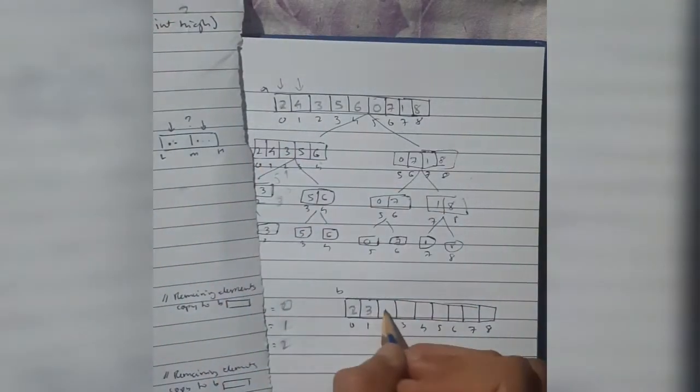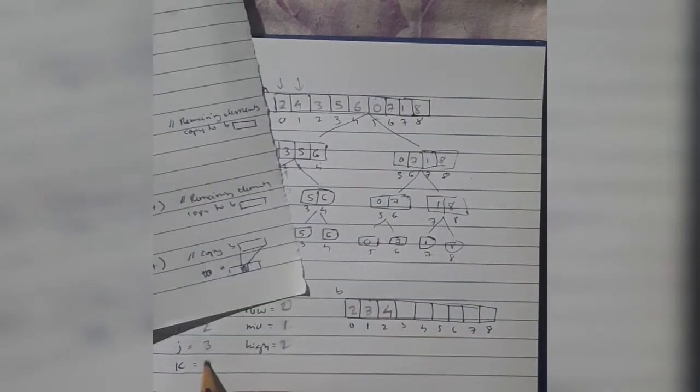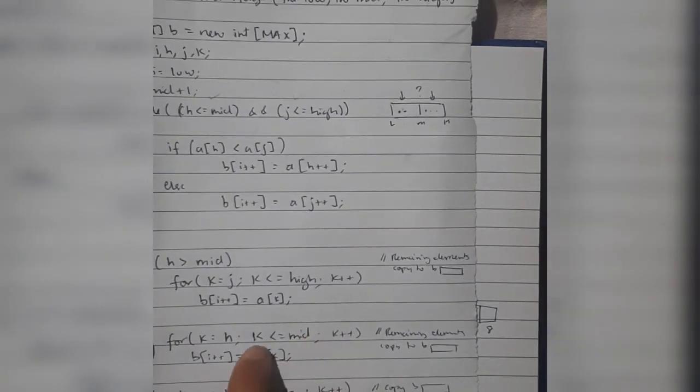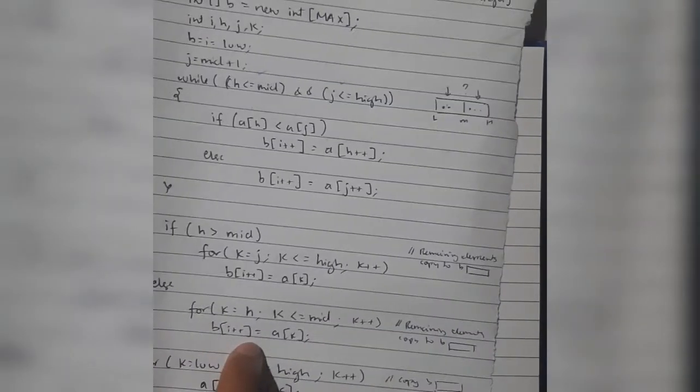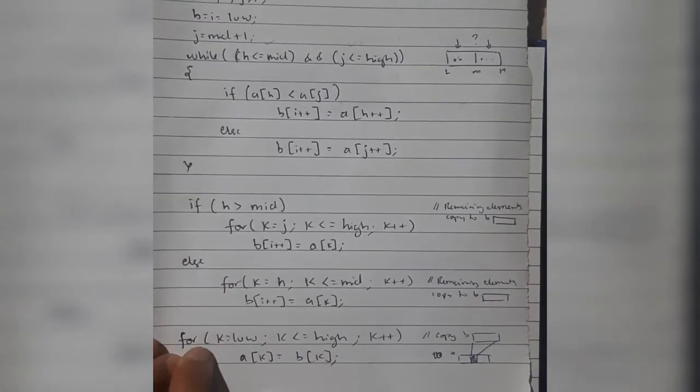A of 1. Right, for increment k will become 2, and then the next step is you have to compare if k is less than or equal to mid. Is k less than or equal to mid? No, it's not. So we'll be stopping this line of code here, then we'll be moving on to the next line of code.